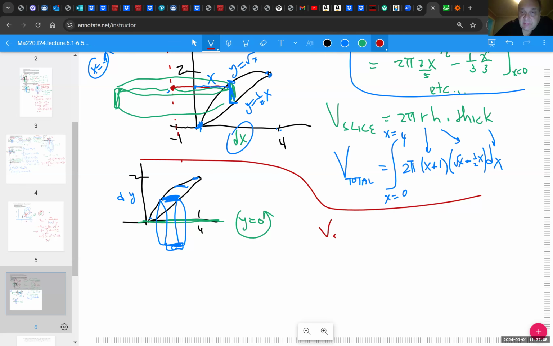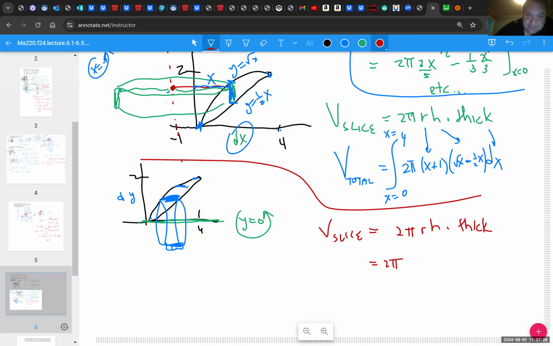So the volume for this one slice, well, we know it's 2 pi r h times the thickness. What is the radius? Radius is always the distance from the middle to the outside of a circle, right? So the middle is where the axis of revolution is. So here's my axis of revolution right here. I go up. That's a vertical change, right? Any vertical change is y, right? There's some y distance going on there.